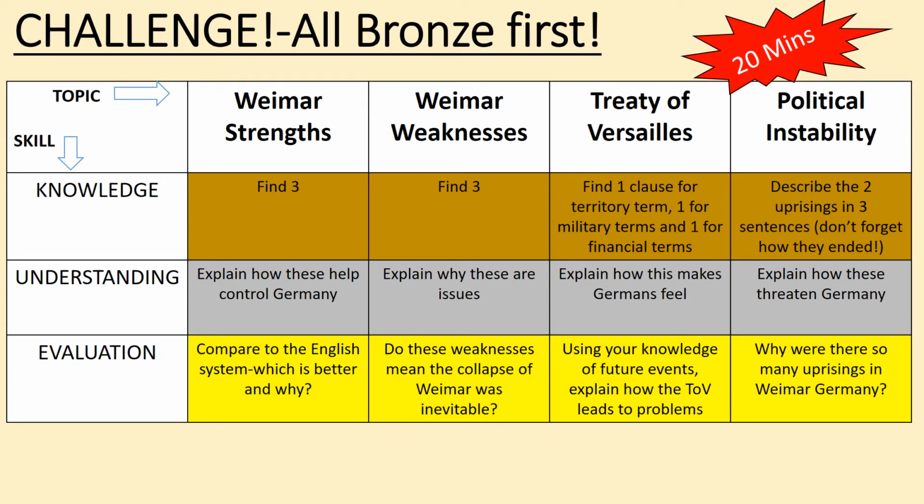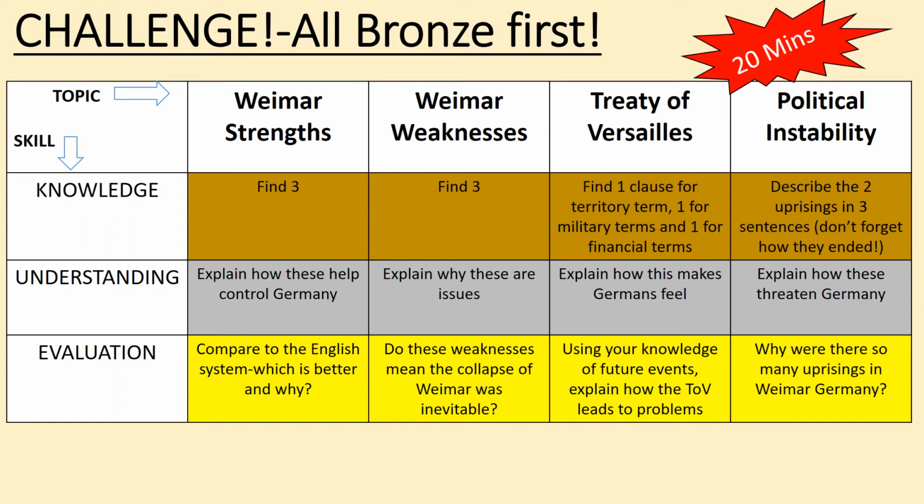Now, we've got a little bit of a challenge for you here. This is a retrieval grid, and it's a way of leveling up your knowledge. So how it works is you have 3 skills down the left-hand side: knowledge, understanding, and evaluation. And then across the top, you've got some topics like Weimar's strengths, weaknesses, the Treaty of Versailles, and political instability.